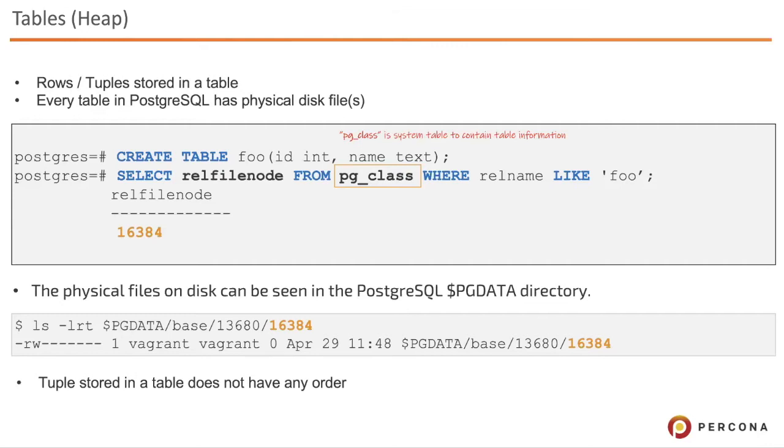And you can see the size of that file is zero. The size of the file is 0 bytes because we just created that table, so it doesn't have any rows in it. So that means when you create a table, PostgreSQL will create a 0 byte file for you. And when you insert something in that, you can see the data in it.